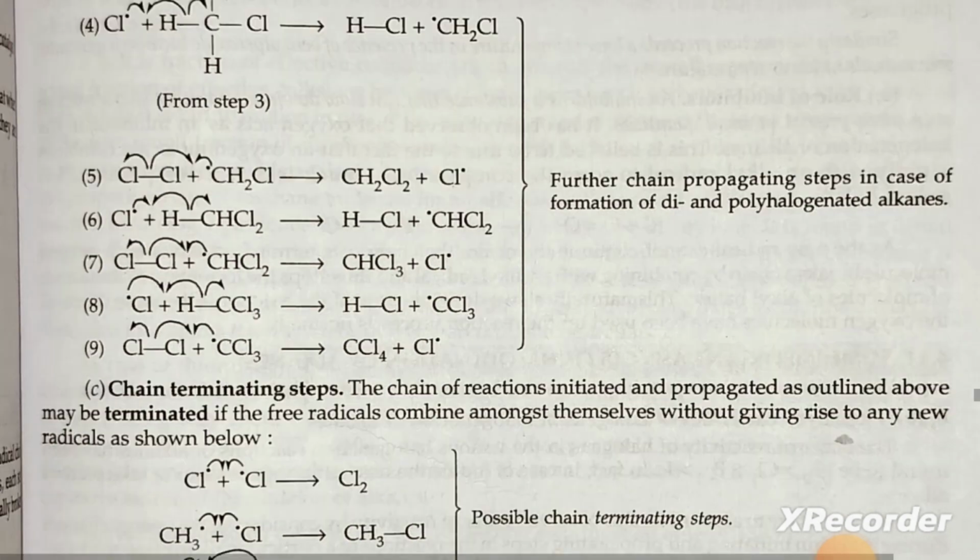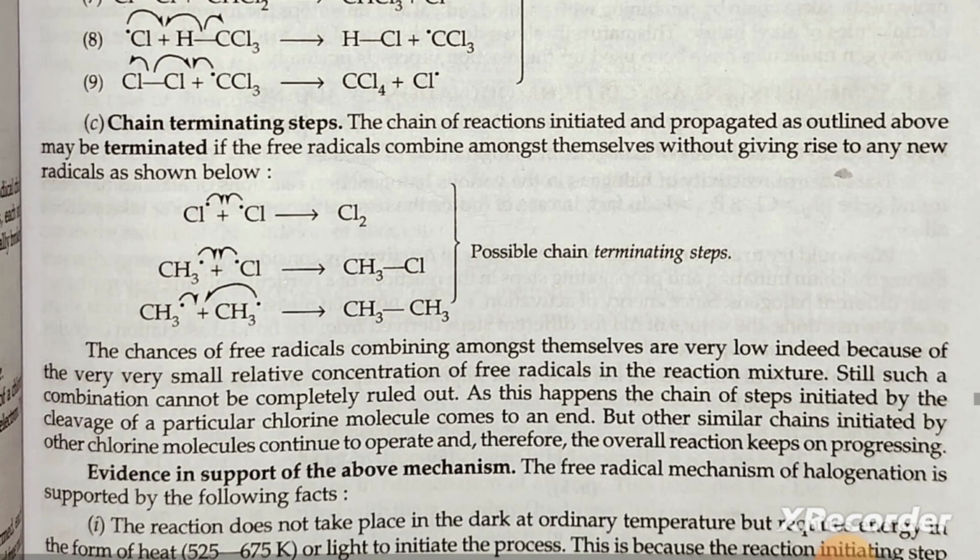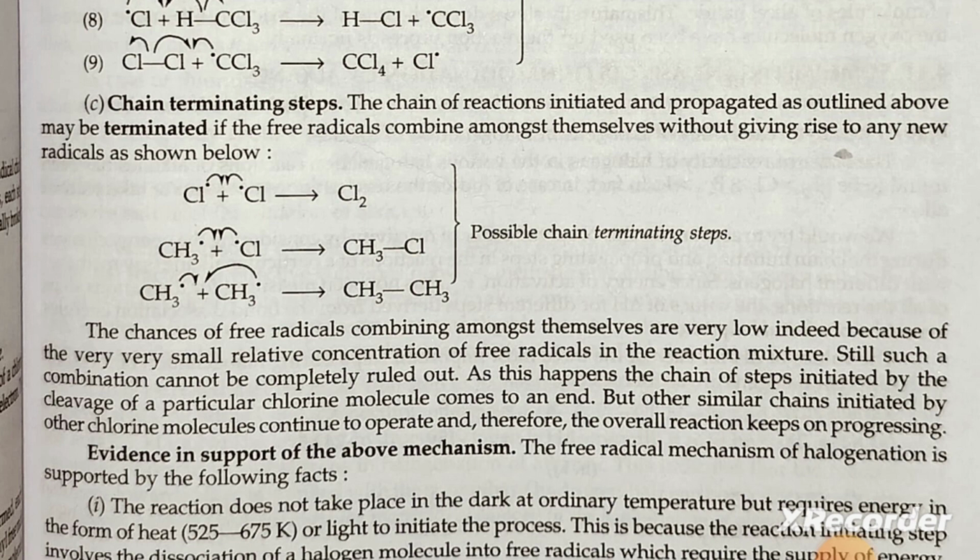C. Chain terminating step. The chain of the reaction initiated and propagated as outlined above may be terminated if the free radicals combine among themselves without giving rise to any new radical, as shown below. Cl radical plus Cl radical gives rise to Cl2. CH3 radical plus Cl radical gives rise to CH3Cl. CH3 radical plus CH3 radical gives rise to CH3CH3.